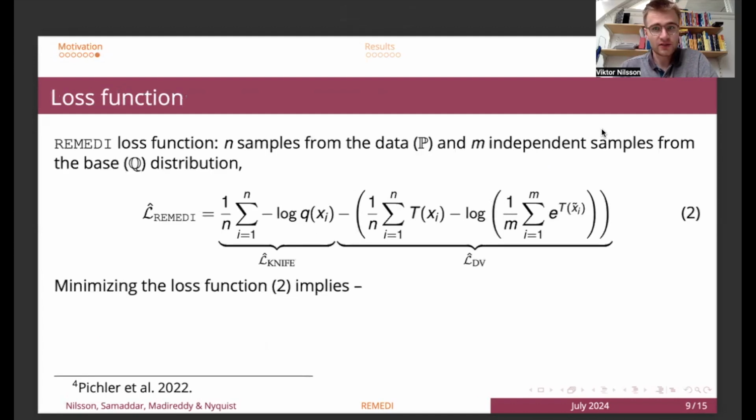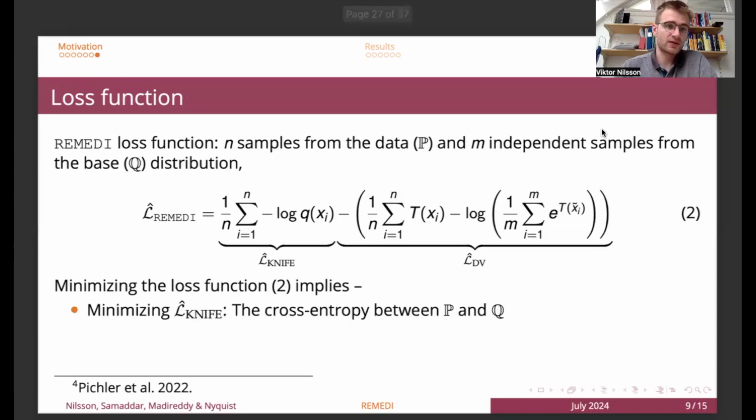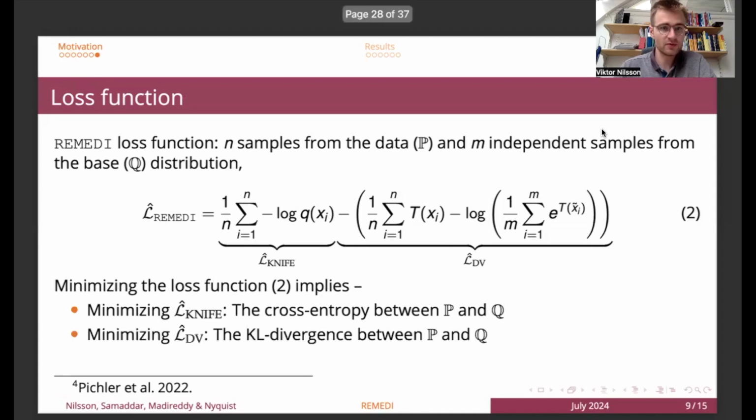Here is the loss function we obtain with empirical estimates, which consists of a cross-entropy part and the Donsker-Varadhan part. So this minimization consists of 2 parts. First, minimizing L_knife, the cross-entropy term, and then minimizing L_DV, which is the relative entropy term given by Donsker-Varadhan. The first term is titled L_knife, since we use KNIFE as our base model.